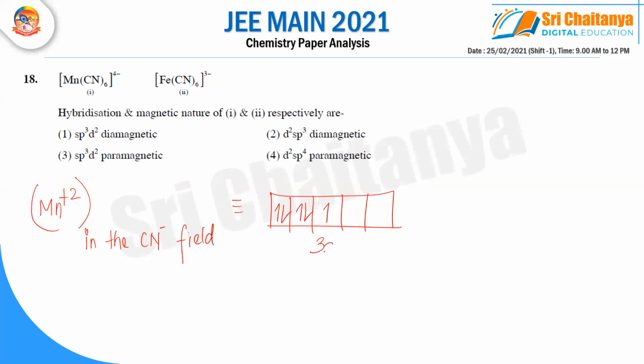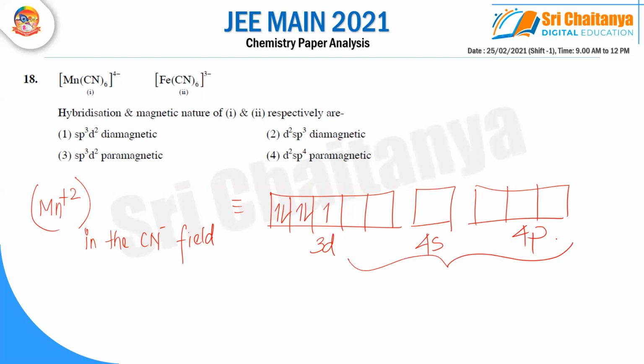Now this is your 3d. For hybridization, you need 6 orbitals, because the coordination number is 6. So this is your 4s and this is your 4p. So from here, you are going to take 6 orbitals, which are going to participate in hybridization and thereby bonding. So this is going to give you d2sp3. Now, if you're having d2sp3 and an unpaired electron, the situation is what? Paramagnetic.